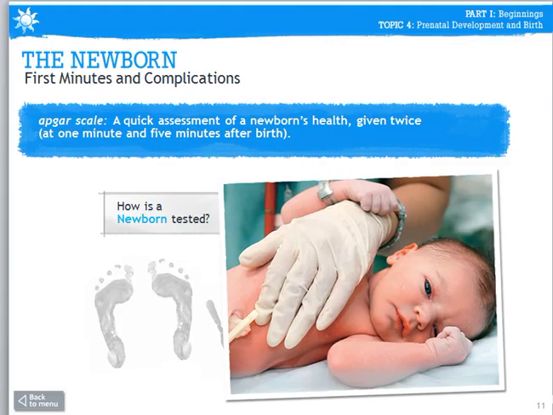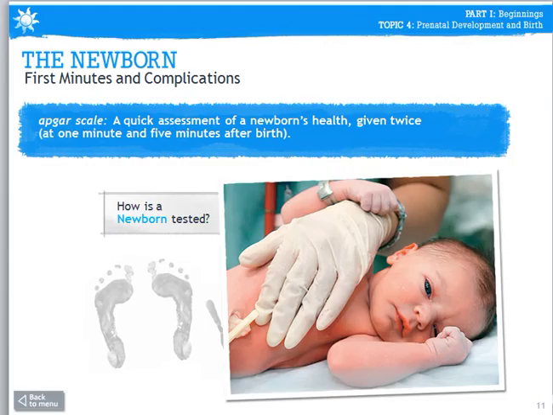The APGAR scale assessment tests the baby's color. So are they blue and not breathing? They'll test for the heart rate. They'll look at reflexes, muscle tone, the respiratory effort that's given. And each time, the total of all 5 scores is compared with the maximum score of 10, which is rarely ever attained. Usually you don't come out and hear, oh, your baby has an APGAR score of 10.